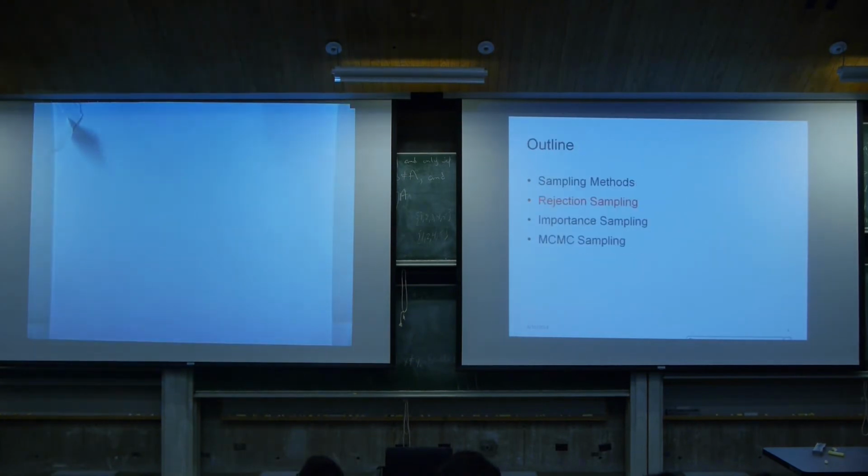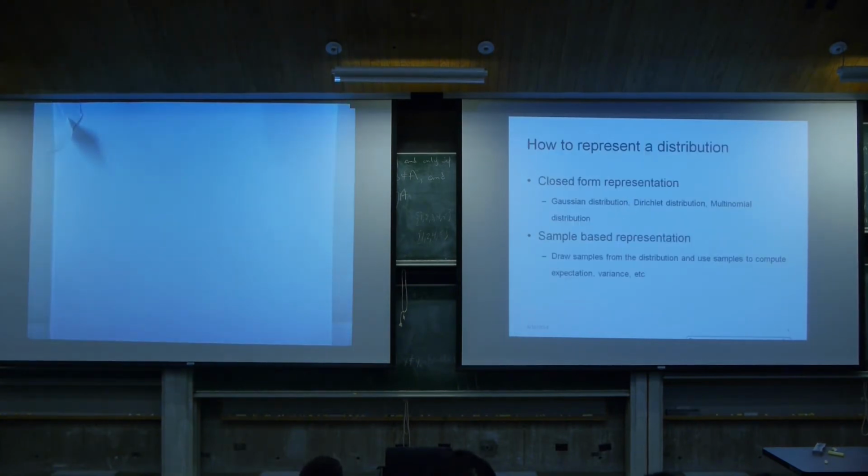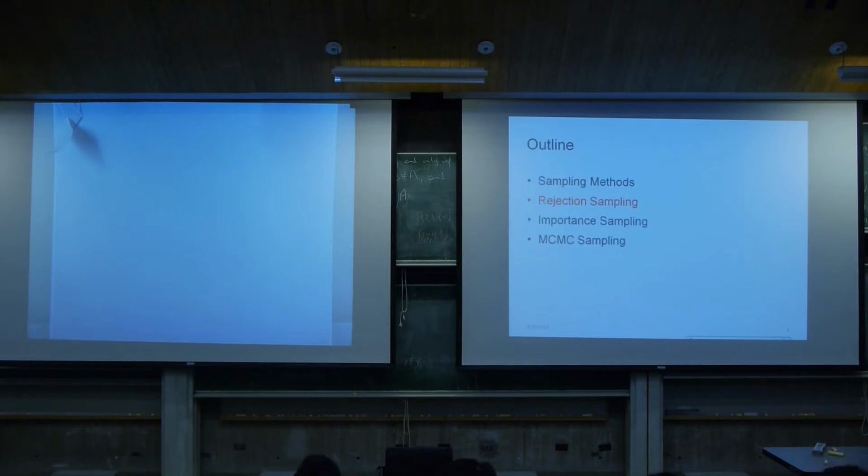Okay, now we understand why this method is important. The next question is, how do we get samples from a distribution? Today, I'm going to introduce three methods. The first one is rejection sampling.